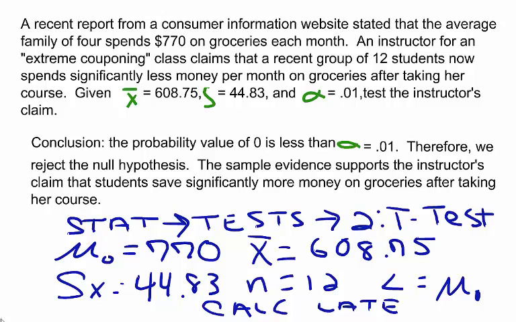Once you calculate, your p-value, if you're using the calculator, will be decimal 7039, which is essentially 0. You would then state your conclusion as we have outlined here.